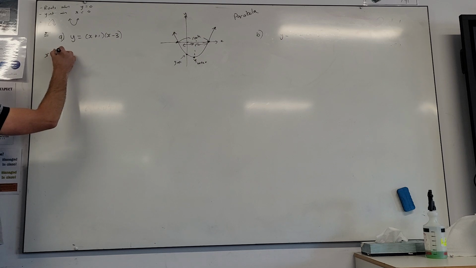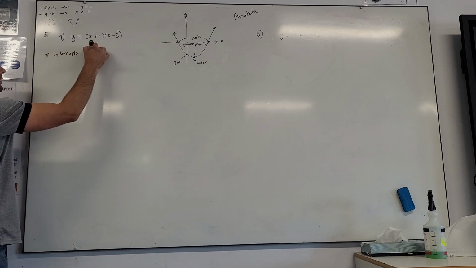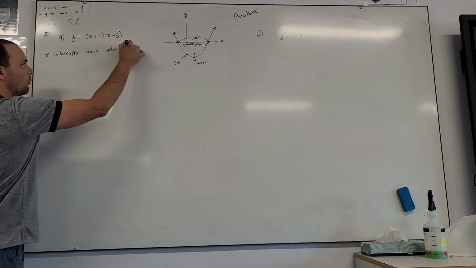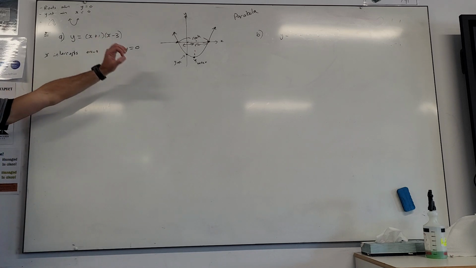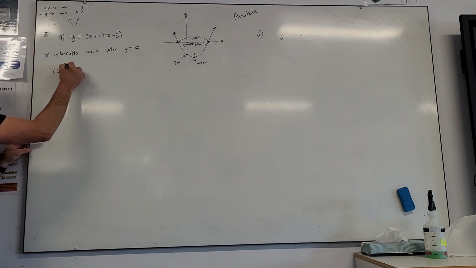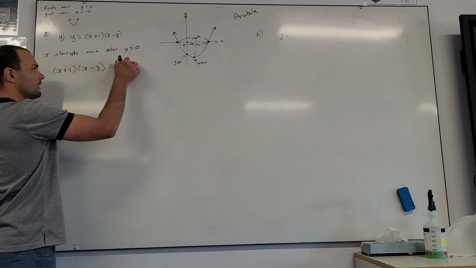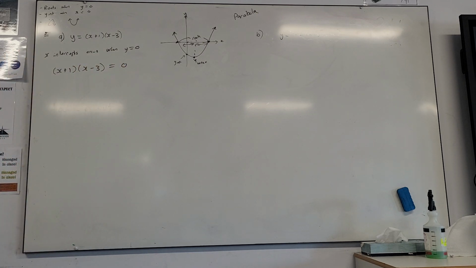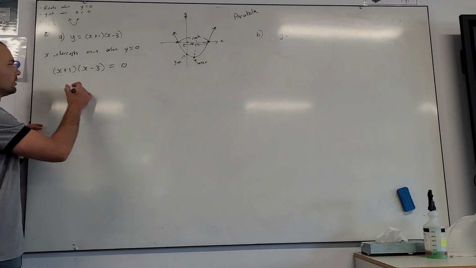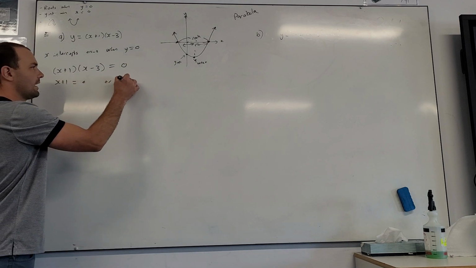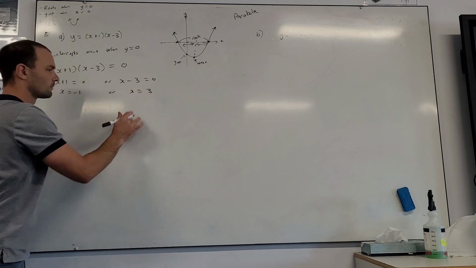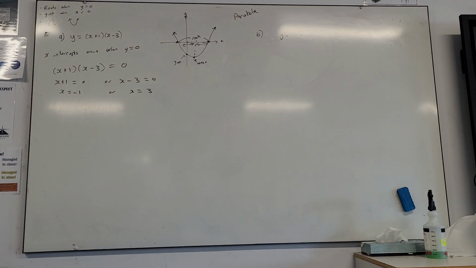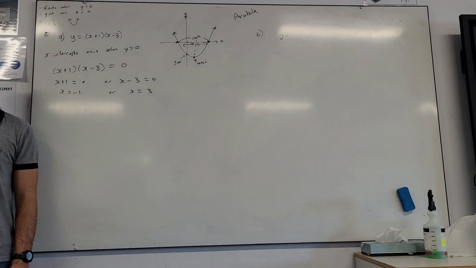Firstly, x-intercepts. x-intercepts occur when y is 0. So all I'm doing is I'm going to put the number 0 where the y is. We would have x plus 1 times x take 3 equals 0. And we know how to solve this. We're going to apply the null factor law. x plus 1 is 0, or x take 3 is 0. x equals minus 1, or x equals positive 3. That is where it crosses the x-axis.